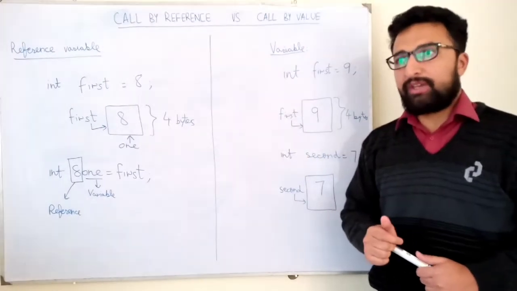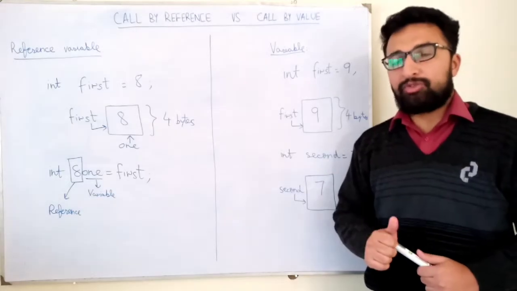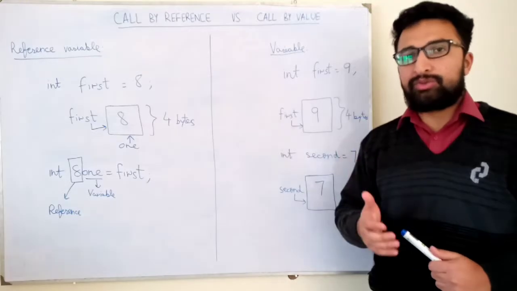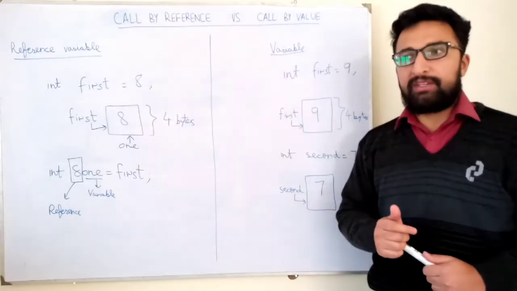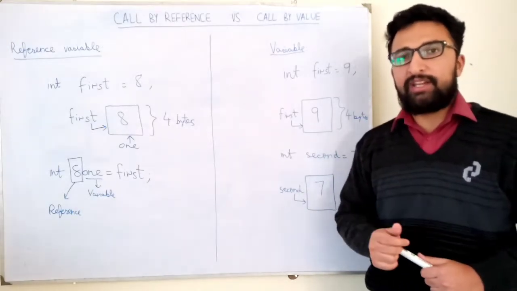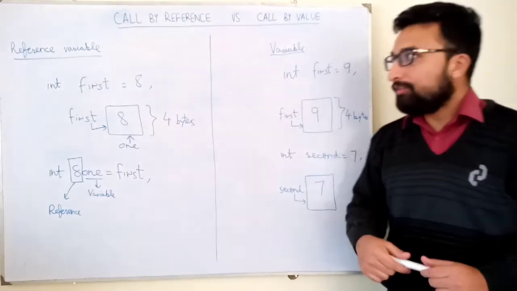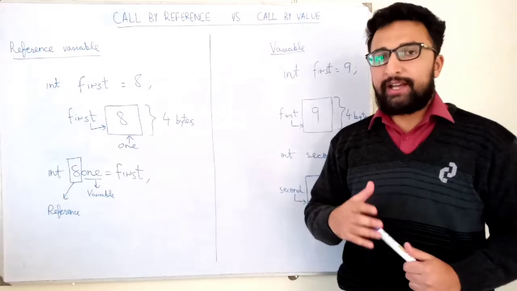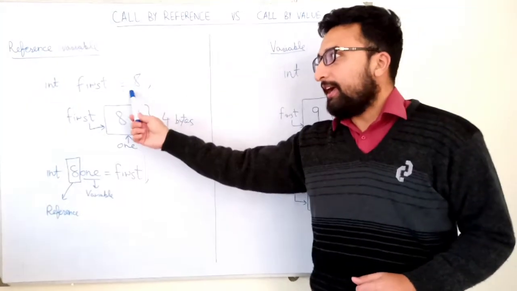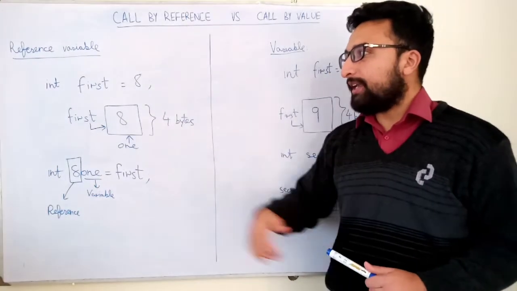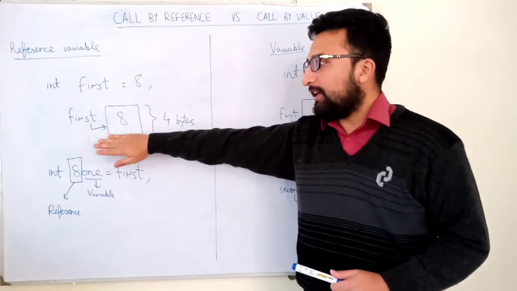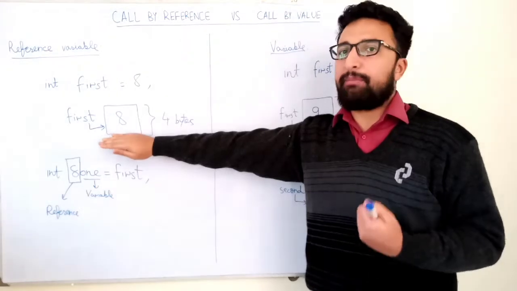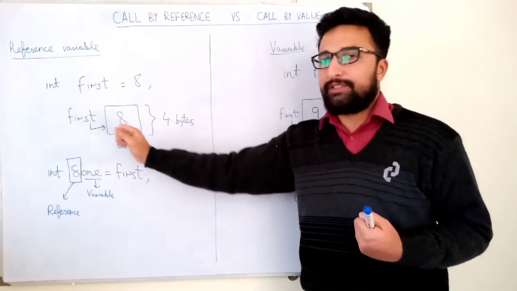However, a reference variable is not itself a space in the memory. It just serves as a reference to some other place in the memory, i.e. it serves as a reference to another variable. So what we have done here is we have defined and initialized a simple variable named first, with value 8. It has allocated a memory space of 4 bytes that is initialized by 8, and that memory space is named first.